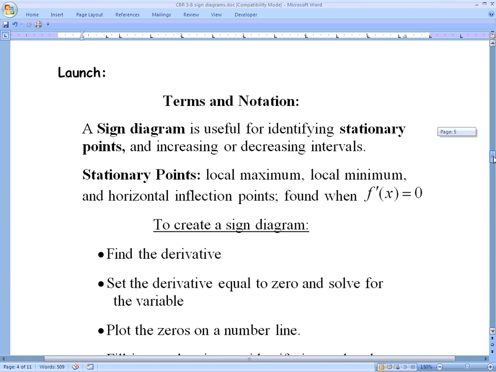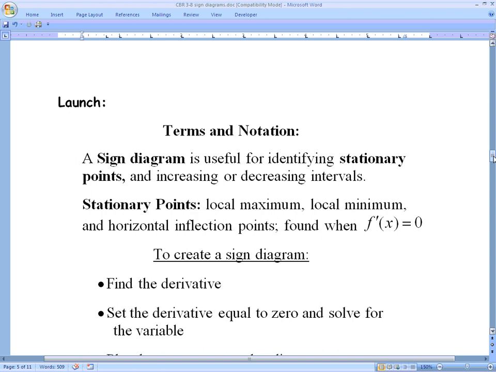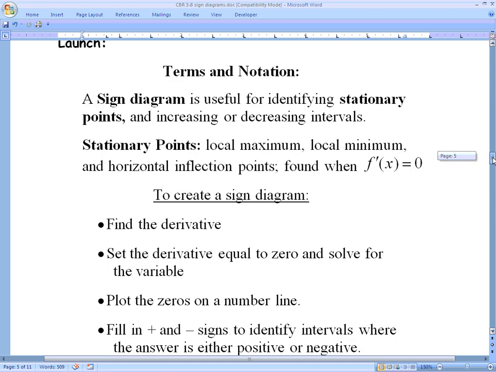All right, more terms of notation. Sign diagram was our second learning intention: creating them and using them. A sign diagram is useful for identifying stationary points and increasing or decreasing intervals. Then you might ask, what is a stationary point?